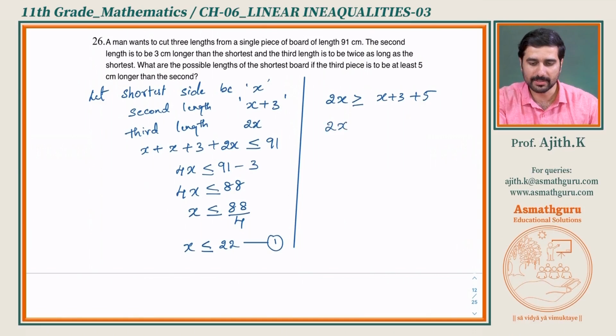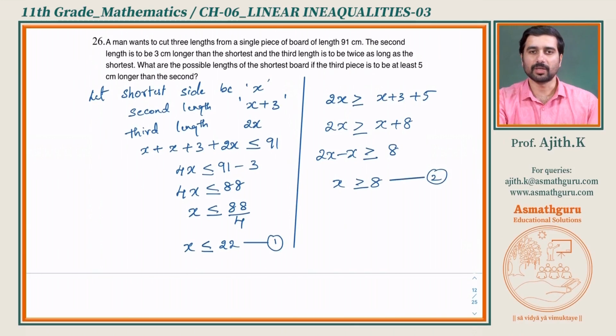So we'll have 2x greater than or equal to x plus 8, and 2x minus x greater than or equal to 8. So we have x greater than or equal to 8. I'll call this equation 2. So from equation 1 and equation 2, I can say the shortest side is 8 less than or equal to x less than or equal to 22.